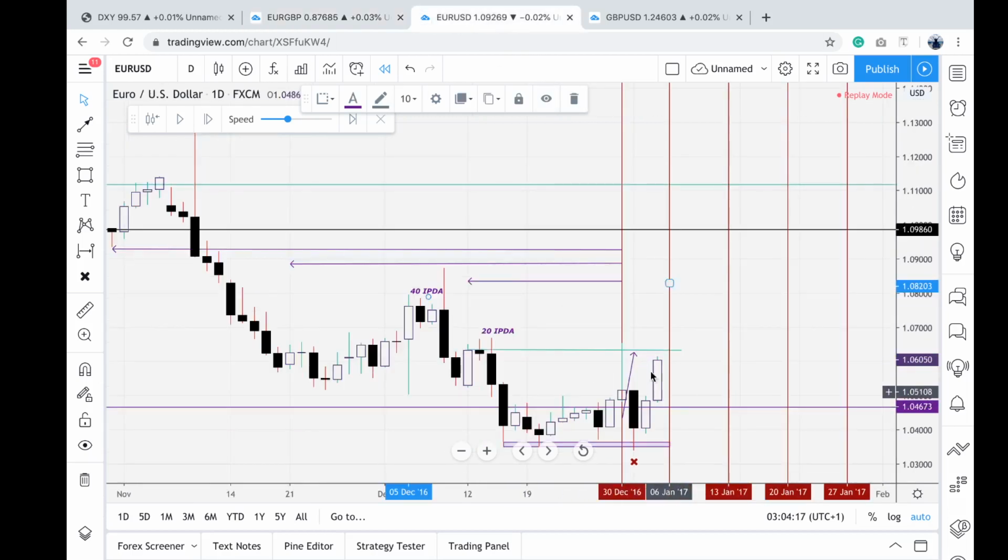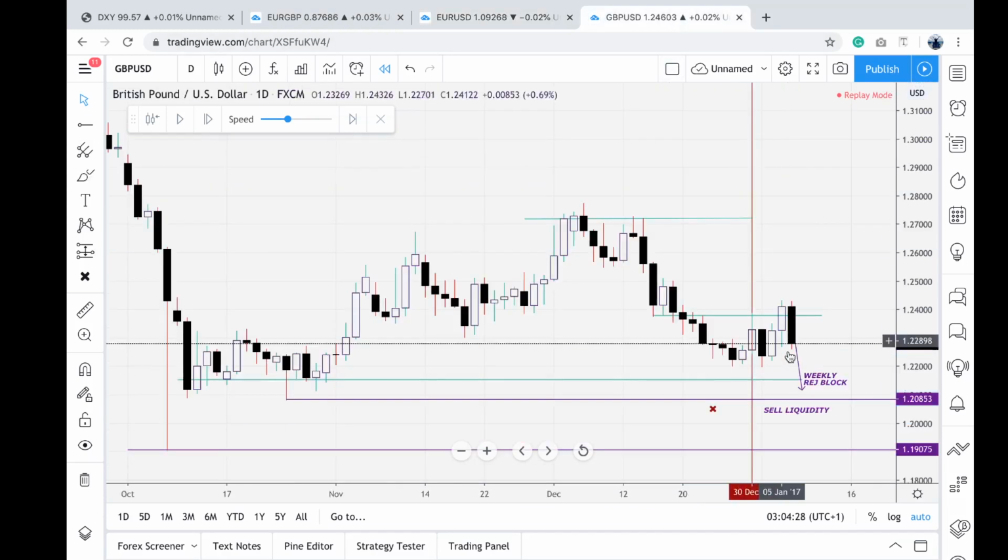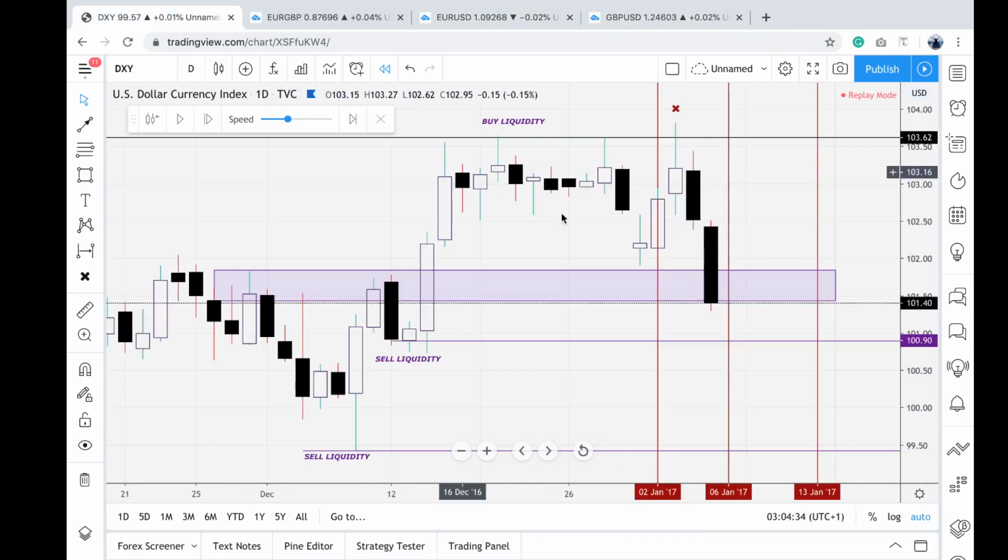Euro USD, obviously I was staying away from euro USD, but I want to see price at least tap our weekly target objective before making any sort of pullback. And British pound USD, I want to see British pound USD reach for this weekly rejection block. So let's see, currently DXY is indecisive. We're staying out of DXY.